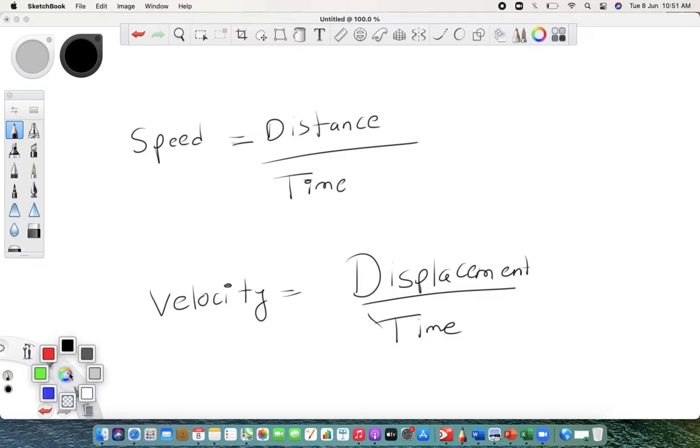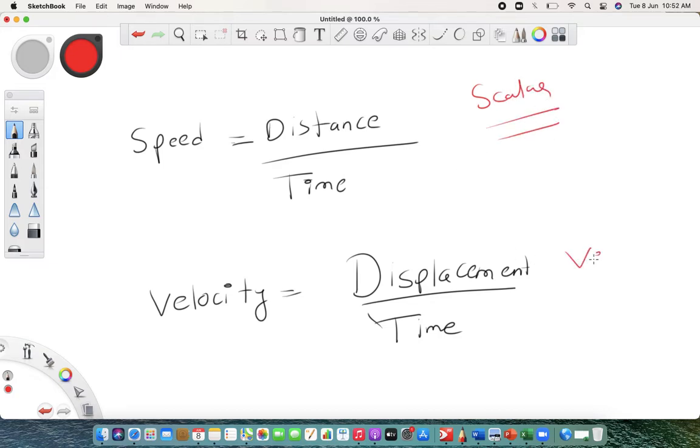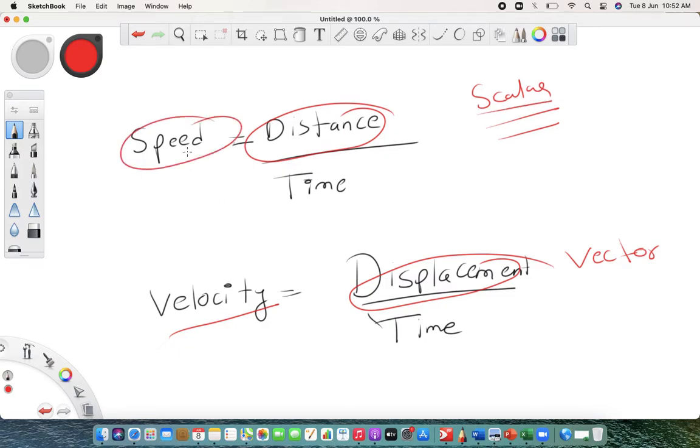Hence speed is a scalar quantity, and velocity is a vector quantity. Why vector? Because displacement is a vector, that's why velocity is also a vector. Distance is scalar, that's why speed is scalar. Here one is scalar, one is vector. If any one quantity is a vector, then the whole thing is a vector.